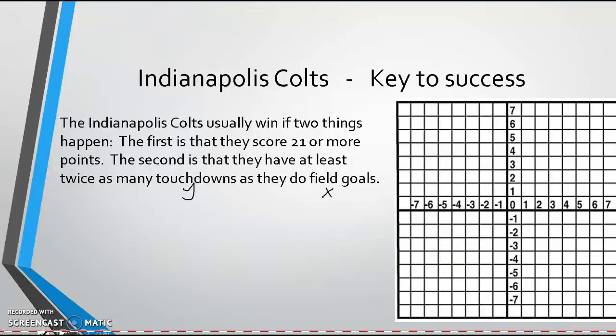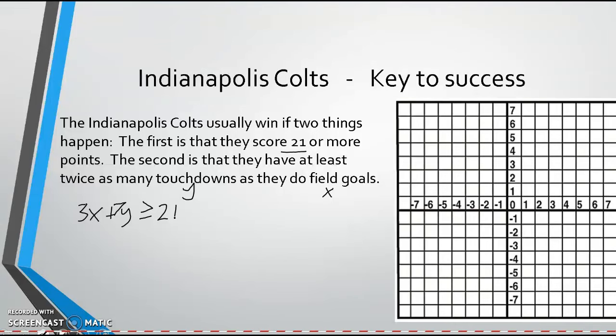But here's what we want. We want a total of 21 or more points. And let's say that they only score touchdowns or field goals. Well, that means that X plus Y, the number of field goals plus the number of touchdowns, actually it's going to be 3 points for each field goal and 7 points for each touchdown. We know that we want to be at least 21 points, so we want that to be greater than or equal to 21.